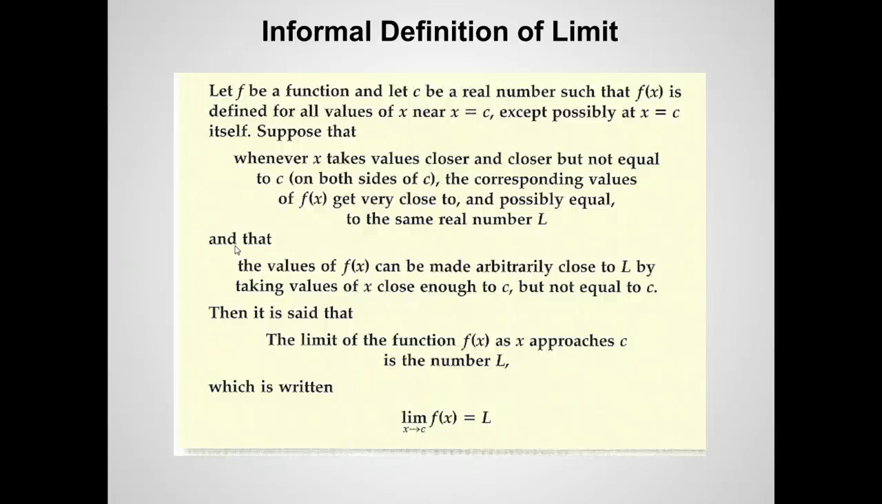Arbitrarily close means as close as you might want me to get. Back in that last example, if you wanted me to get within 1/1000th of 4, and you challenged me to find a value that will get me as close to 4, but not equal to 4, within 0.001 of 4, I can find it. I'll just have to choose a value very, very close to 2 from either side. So this is the definition you have written down, and we'll look at the parts of it as we proceed in this lesson.